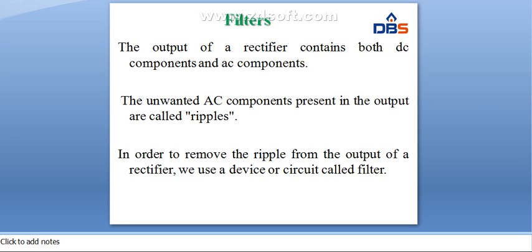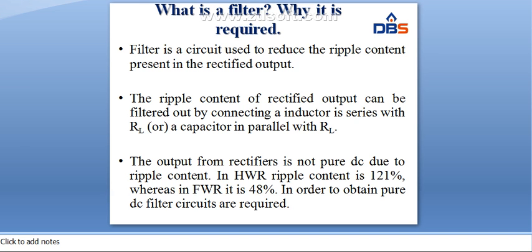The output of a rectifier contains both DC and AC components. The unwanted AC components present in the output are called ripples. To remove the ripples from the output of a rectifier, we use filter circuits. So to remove the ripple content, we are using filters.